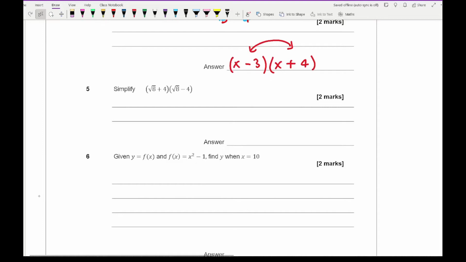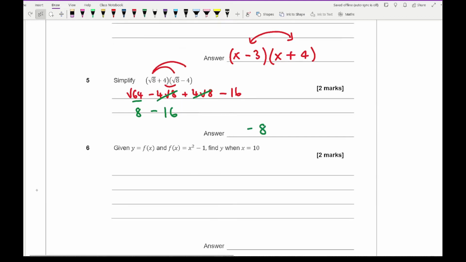Question 5, it's about expanding these brackets. So root 8 times root 8 is root 64. And then we've got minus 4 root 8 plus 4 root 8, and then we've got minus 4 times my positive 4, which is minus 16. Now root 64 is just 8, and these two things here are going to cancel out, so it's just 8 minus 16, which just gives me an answer of minus 8.